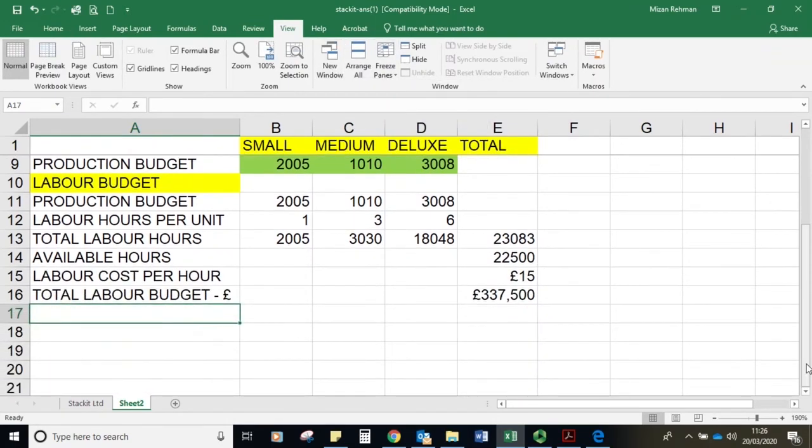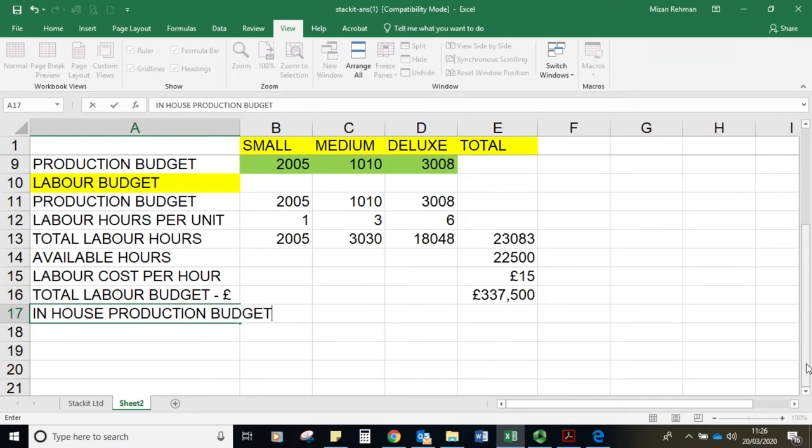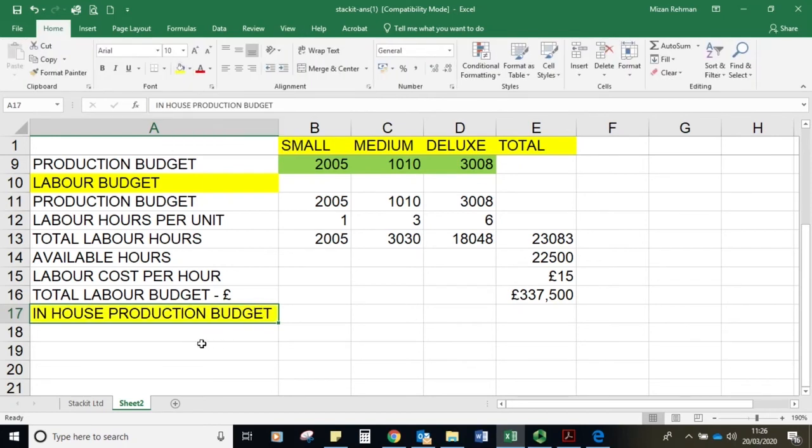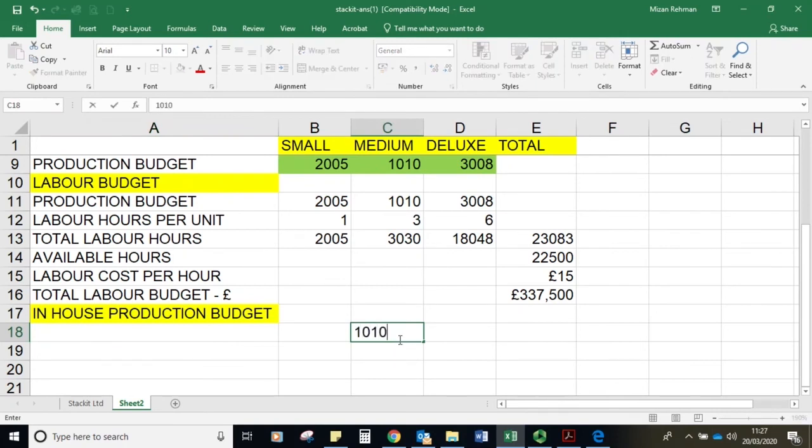So let's redo our production budget. We call it the in-house production budget, in-house because we have two options now. If you look at how many hours we need for in-house production, first of all, we are going to produce all of the medium and deluxe. So 110 and 3,008 are the units we are going to produce.